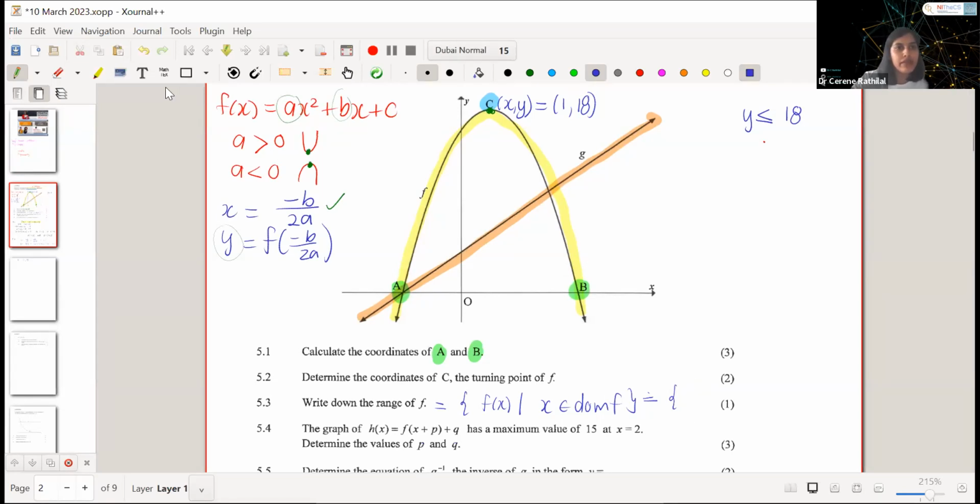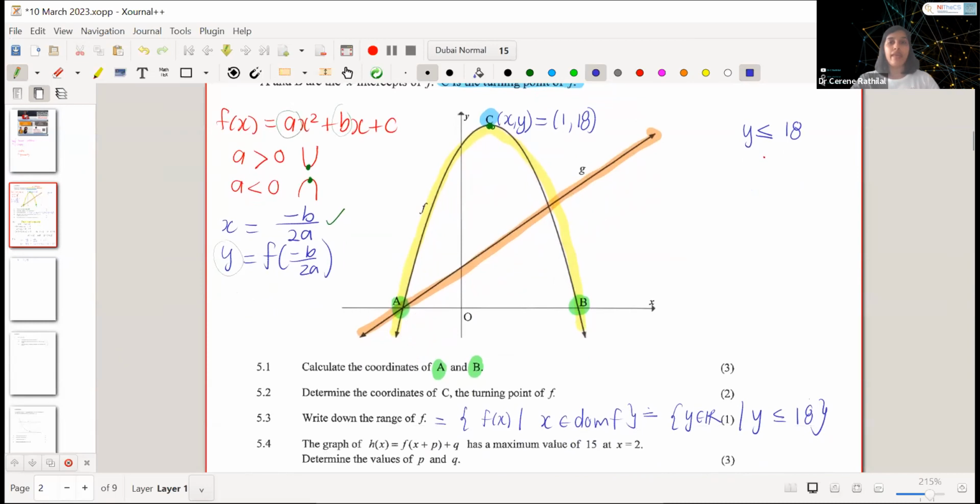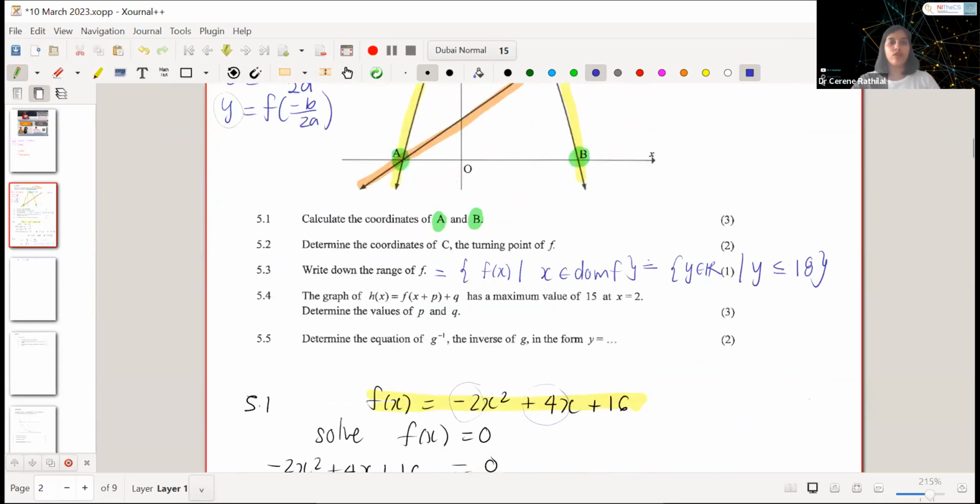Okay, maybe I'm not going to write it like that. I'll write it in set notation like this instead. I'm going to say that it's all the y's from the reals such that y is less than or equal to 18, right? So that is going to be my notation. Okay, and that is how we will write down the range of f.